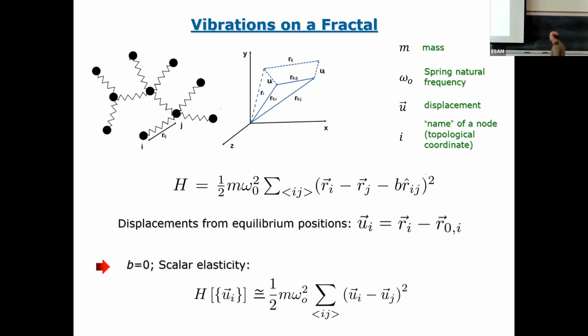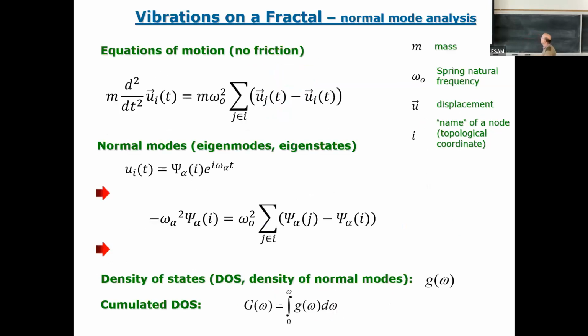So if b is non-zero, it's an approximation and it may fail. But analytically, what I'll show analytically, we were using only scalar elasticity because we are not strong enough in mathematics, unlike you. But numerically, we also use b non-zero.